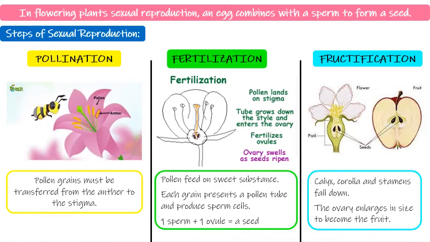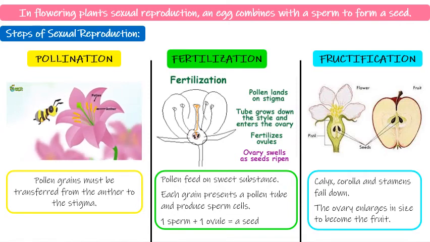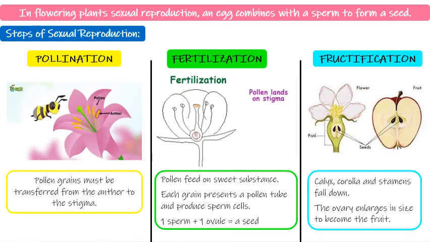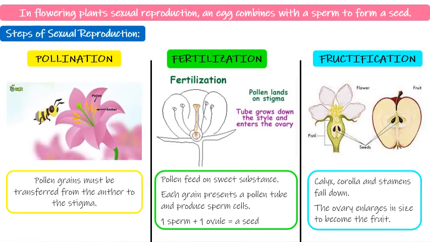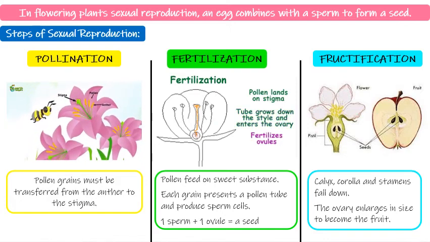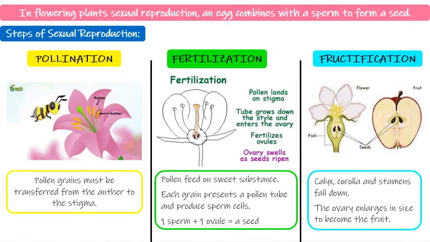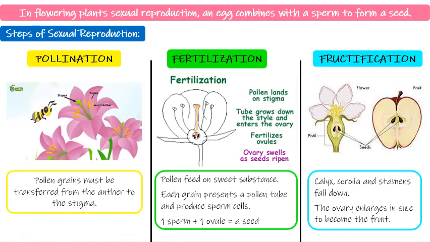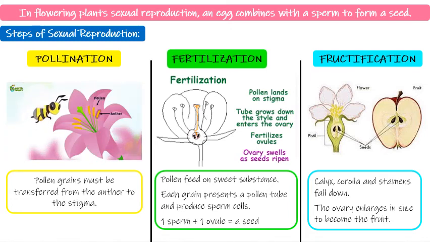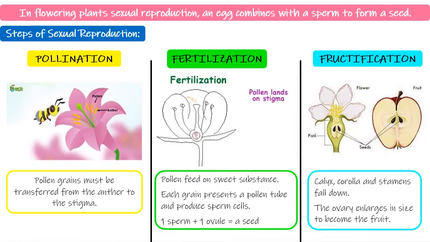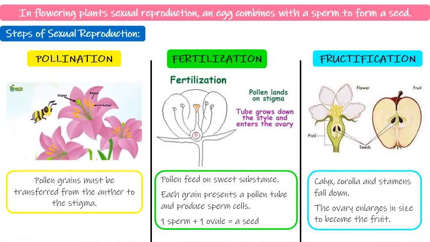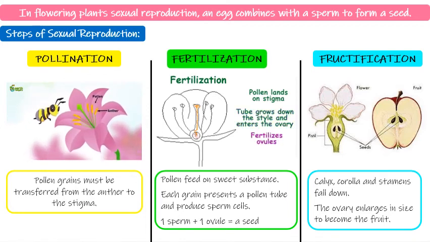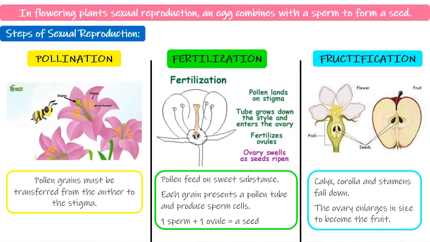This happens after the calyx, corolla, and stamens fall down, and the flower will be left with an ovary that will enlarge in size to become the fruit with the seeds inside. Again, this happens in plants that grow fruits only. So, where do fruits come from? From flowers. After being pollinated, when the ovules meet the pollen grains and seeds are formed, we will have the ovary transforming into a fruit.